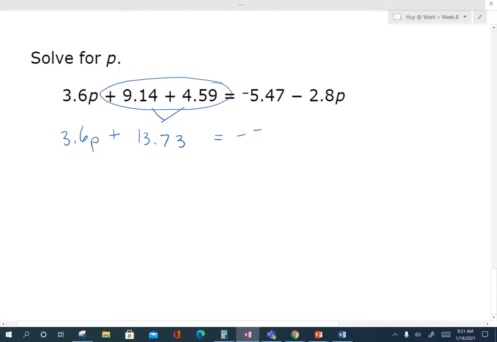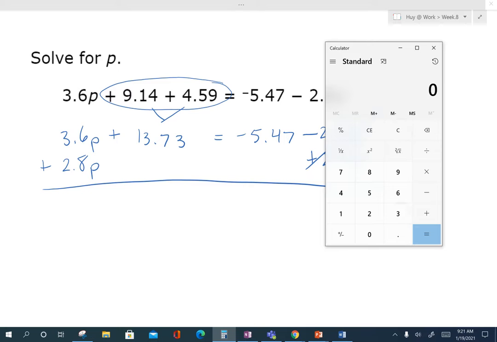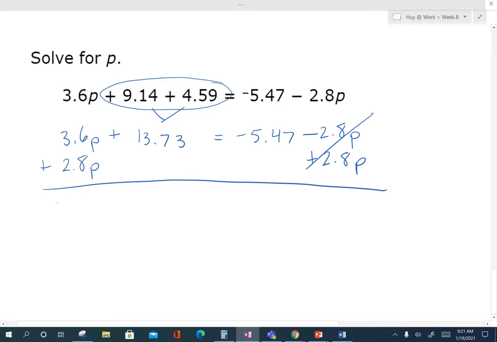equals negative 5.47 minus 2.8p. All right, I want to combine my p's, so let's move the 2.8p's over so that cancels out. Let's move it to the left side. All right, let's pull up the calculator again. All right, 3.6 plus 2.8 equals 6.4 p's. 6.4p plus 13.73 equals negative 5.47.